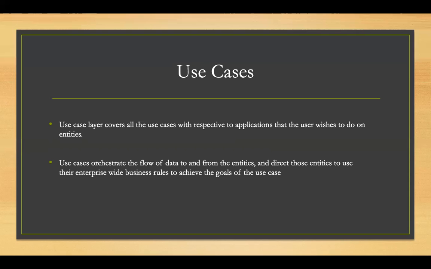Now there could be several use cases with respect to a bank account, and these could be, for example, we might want to take out some money, or we might want to deposit the money, or we might want to know the current status of the amount of money that is there in the account. So all these three would become the use cases for the business object, that is bank account. Use cases orchestrate the flow of data to and from the entities and direct those entities to use their enterprise-wide business rules to achieve the goals of the use case.